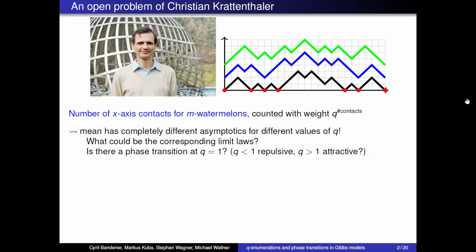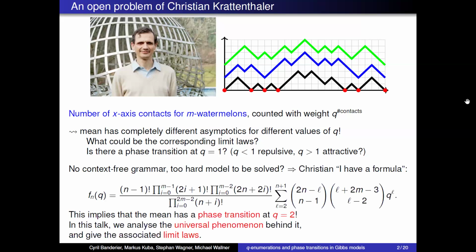And Christian was asking, and for sure, in analytic combinatorics, you guys, can you tell me what is the limit behavior? So first, for this problem, there is no clear decomposition. There is no clear context-free grammar to tackle these objects. So perhaps the model could be too hard to be solved. But it was not too hard for Christian Krattenthaler, who came with this nice, a matter of taste, huge product formula and so on for this number of objects.